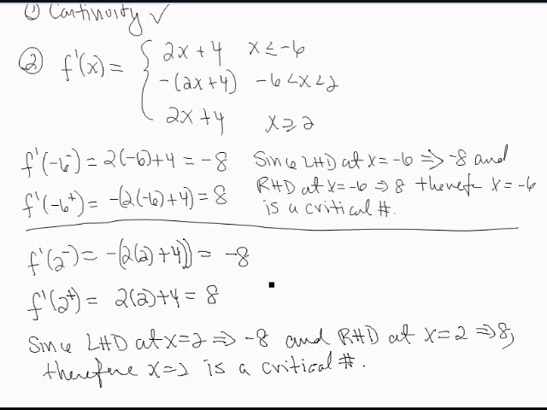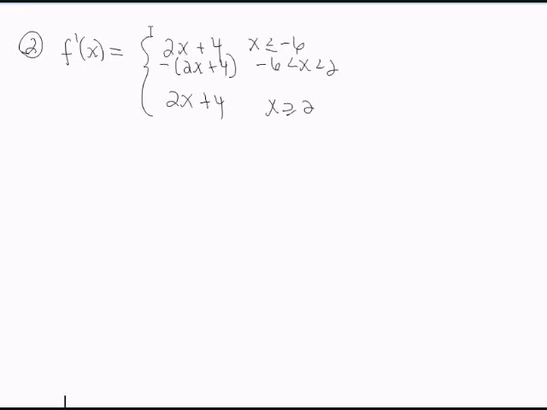Lastly, we want to consider when f prime of x is equal to 0. I just took the derivative and slid it down a little bit so we can work with it now. So I'm going to set the first piece equal to 0, so 2x plus 4 equals 0. Solving that, I got x equals negative 2. Well, this piece here is not defined for x equal to negative 2, so it's not a critical value of our function.